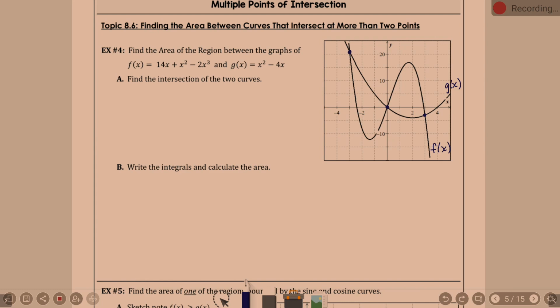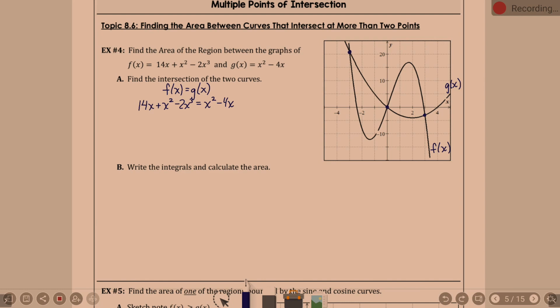Okay, if we want to know where they intersect, we're going to set f of x equal to g of x. I told you, algebraically. Now, is Kylie wrong? No. Okay, it works. But that's because we have pretty good guesses of 3 and negative 3. It's the y values that are in question. Okay, so 14x plus x squared minus 2x cubed equals x squared minus 4x. I don't even know how to do this.